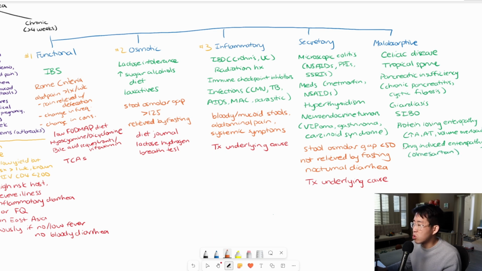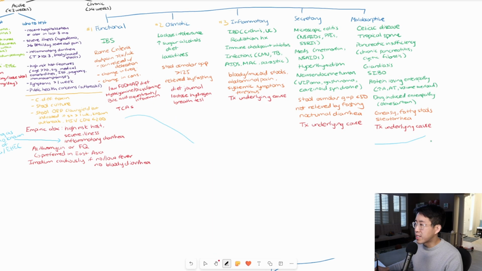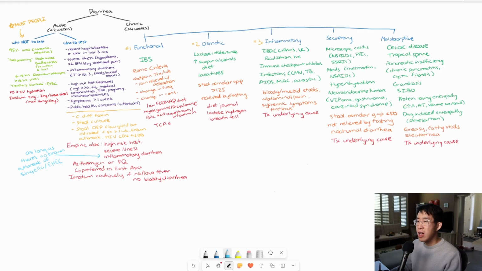Of course, with malabsorptive diarrhea, we tend to see greasy, fatty stools, and we call it steatorrhea. And same as before, we're going to have to treat the underlying cause. And sorry, I forgot to add this earlier, but bile acid malabsorption is also another cause. And this could occur if you've had a history of a cholecystectomy or if you've had an ileal resection. So you already see some clear differences in the way that we work up acute versus chronic diarrhea.